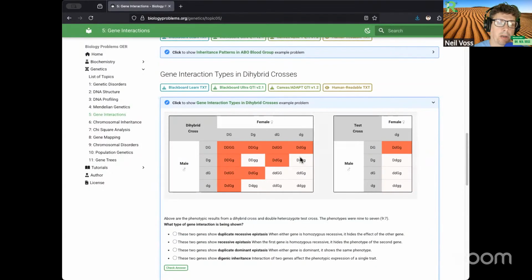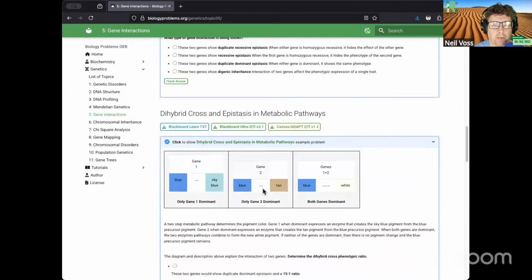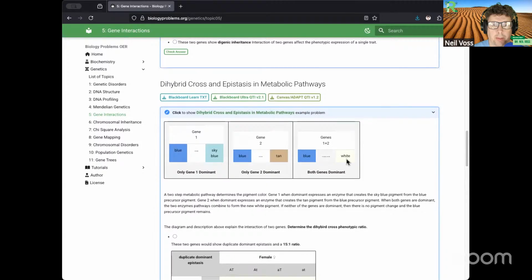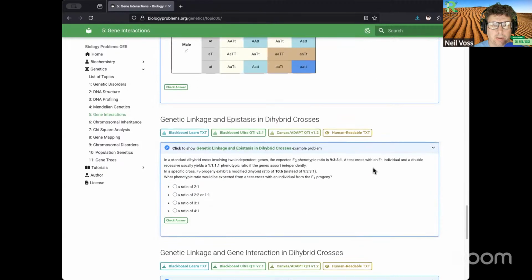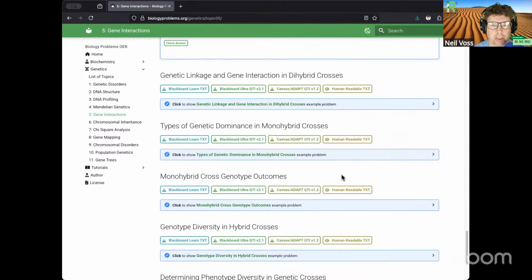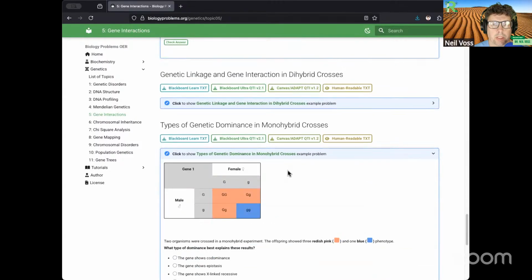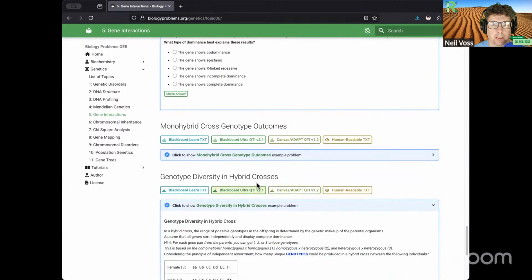This is one of my favorite ones. I love epigenetics, or sorry, epistasis. Epigenetics, not so much. I love epistasis type questions. I've made a couple of fun ones that involve metabolic pathways and identifying Punnett squares, genetic linkage, type of dominance, genotype diversity.